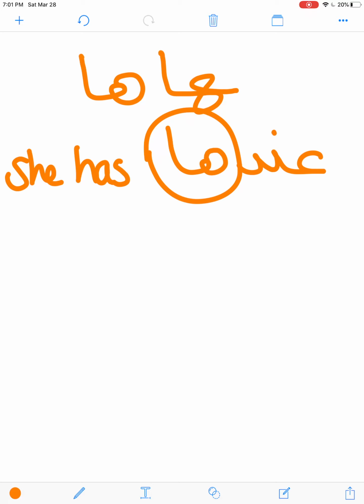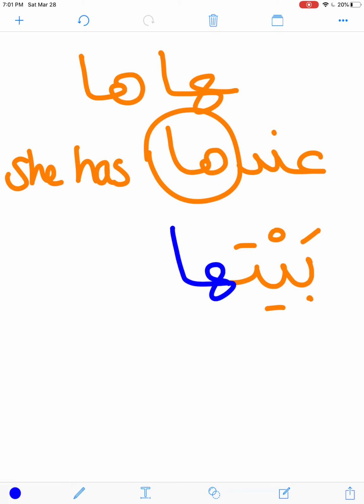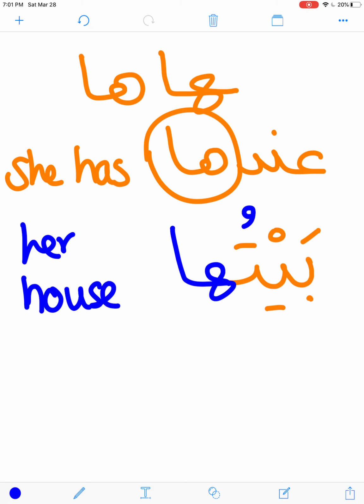Now you use the same exact attached pronoun to make something hers. So if I take the word بيت and I want to make it her house, all I do is attach that ha to the end. بيتها, to make it easier to pronounce, just put a dhamma here. And now it's her house. So now what you're going to do is look at the handout that I've posted, and look at how to make things his and hers and mine and so forth.